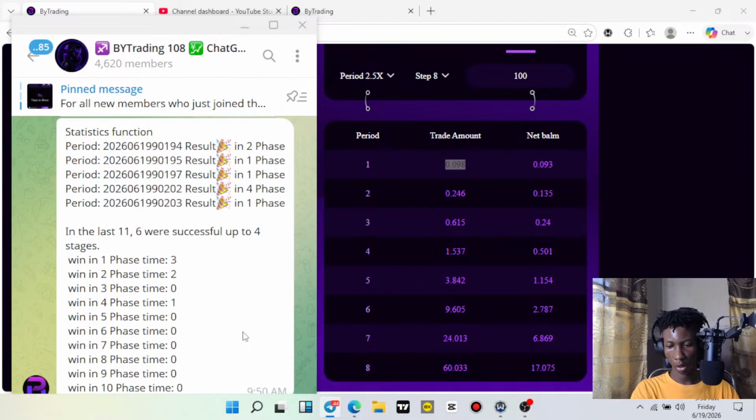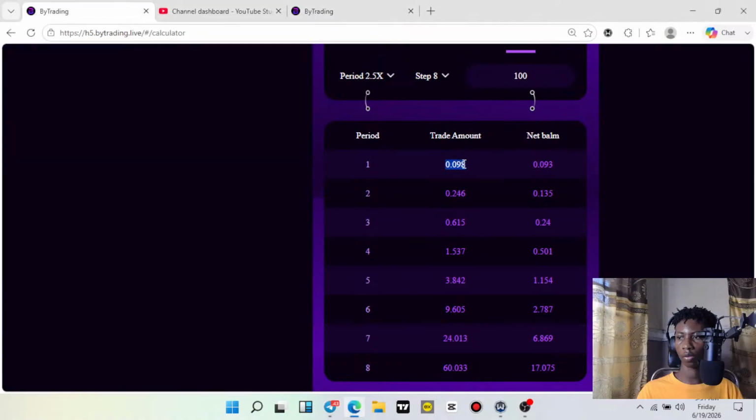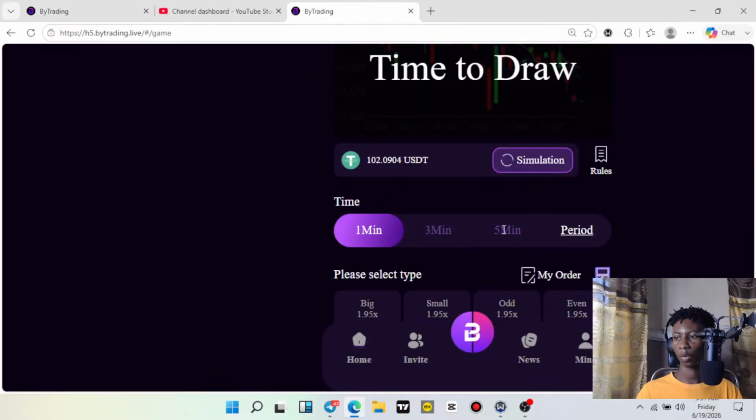So guys, we actually won on that trade. You guys can see on the screen that we actually won on that trade. So let's wait for them to drop another signal. So I still have to trade with this amount again. This time around they told us to go with big, but I'm still going to trade with this amount, right? Because they haven't encountered any loss recently. So I just have to go to the platform, go back to the 5 minutes.